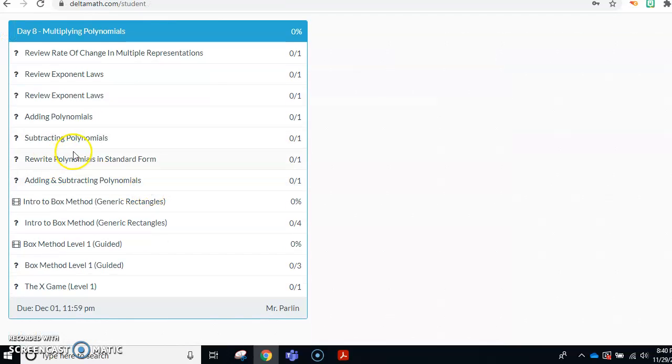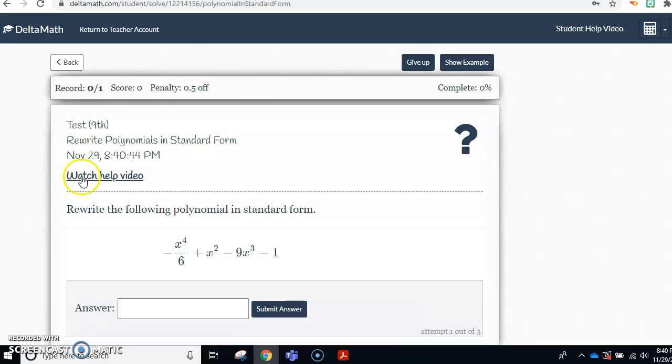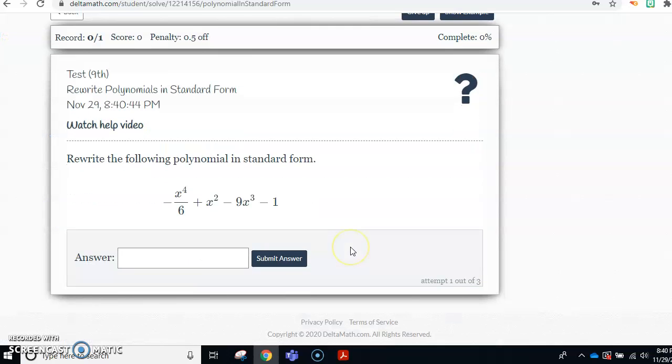All right, and then we have this problem here where we are rewriting the following polynomial in standard form. Again, we are going to put our exponents in descending order, and then we have our final constant. Okay, so put that in standard form.